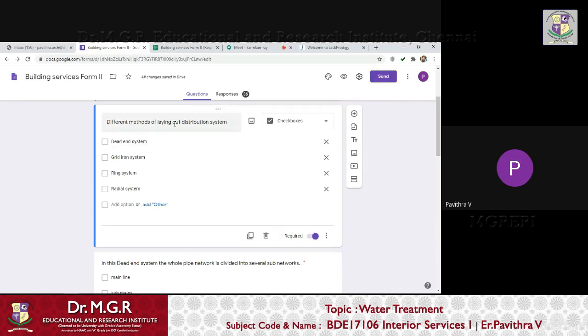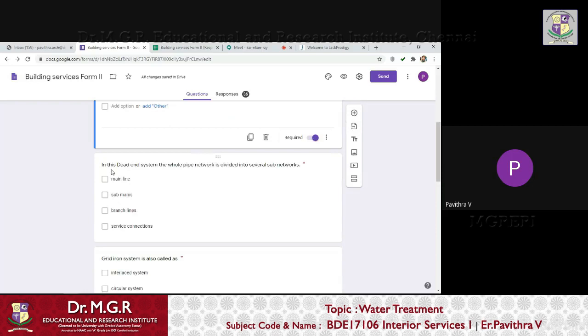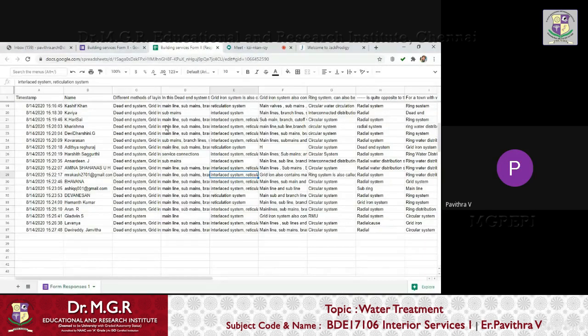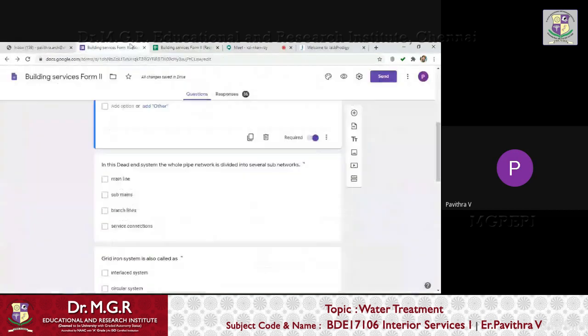Different methods of laying out a water distribution system will be all the four. In the dead end system, the whole pipe network is divided into several sub networks: mains, sub-mains, branch lines, and the service connections. Ansardeen has given only a single answer, and Kavya also, and Arshit and Gladwin. The answer for this question will be all the four.